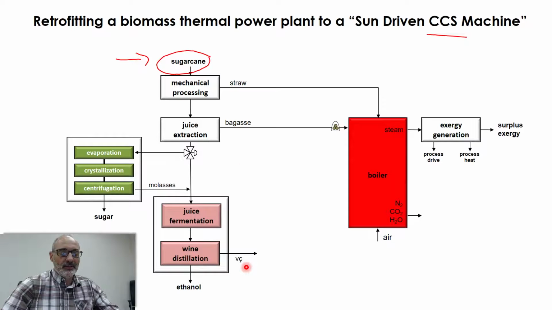The residue is vinasse. You have bagasse here with a high humidity content. You dewater it in order to be able to burn it in a boiler and produce steam, high temperature, high pressure. So it fuels a thermal cycle. Here you have a Rankine cycle. The surplus exergy or electricity can be sold to the grid, and you have energy for your processes and also heat for your processes. Electricity and heat.